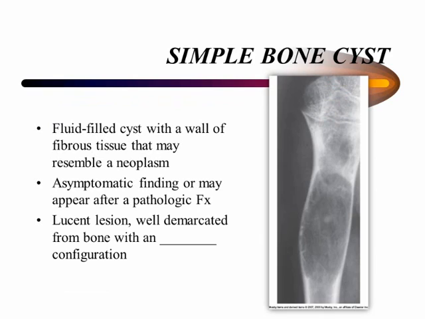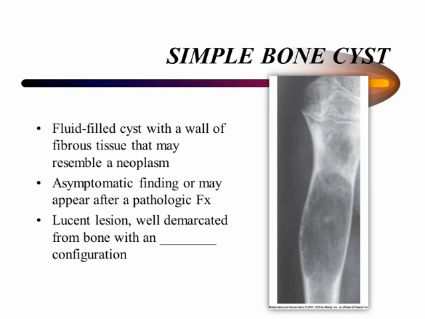A simple bone cyst is a true fluid-filled cyst with a wall of fibrous tissue that most often appears in the proximal humerus or femur at the metaphyses. Although not a true neoplasm, a simple bone cyst may resemble one radiographically and clinically.